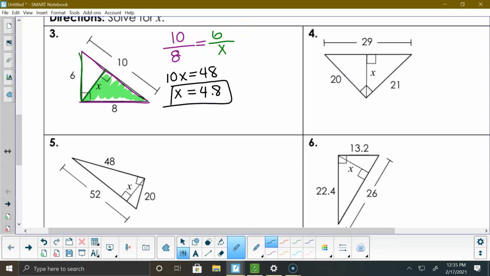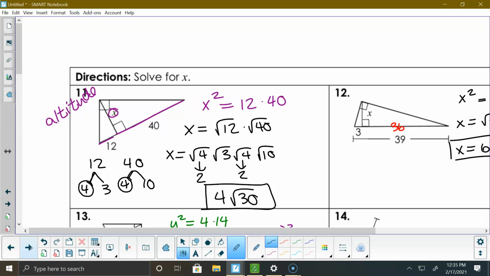Of that big triangle, x is the short leg for the little triangle. 6 is the short leg for the big triangle. So when I'm looking at this, I've got big over little. Big triangle hypotenuse over little triangle hypotenuse equals big triangle short leg over little triangle short leg. All right, how do we feel about those 4? Okay. The back.